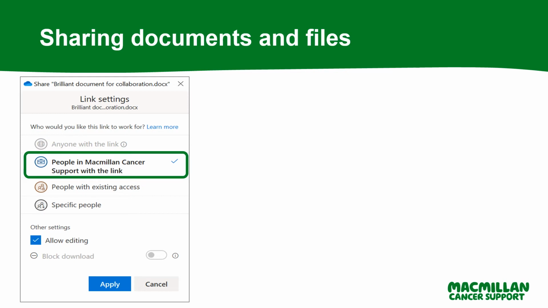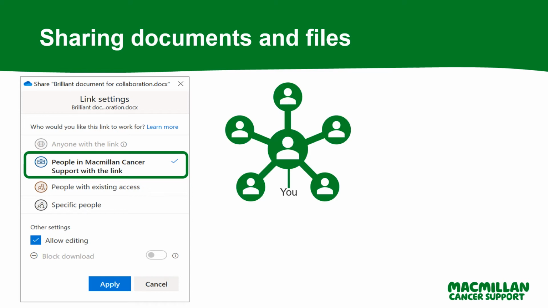The second option gives anyone in our organisation who has the link access to the file. That's whether they received the link directly from you or it's been forwarded from someone else. So you select who you want to send the link to, but if they then forward it on to more people, those additional recipients will also be able to access the link. This is suitable if you have any documents classified as internal.